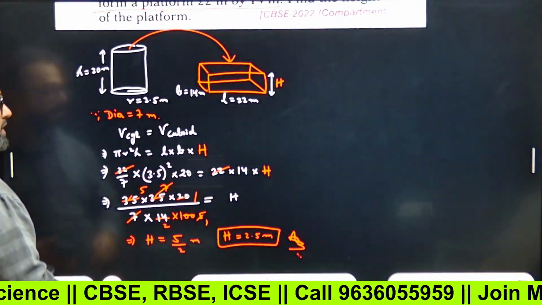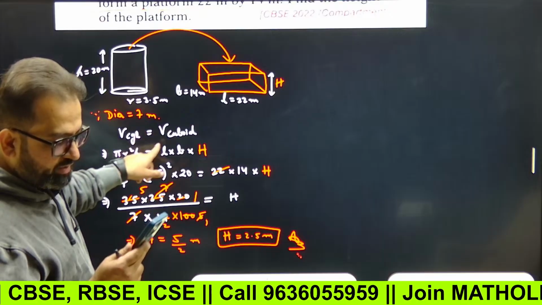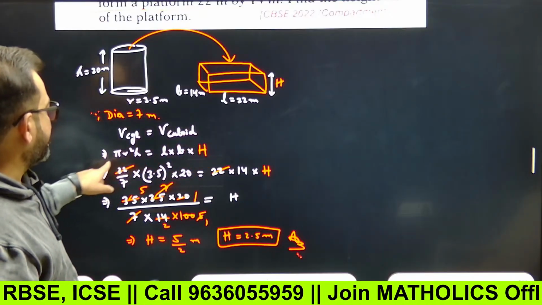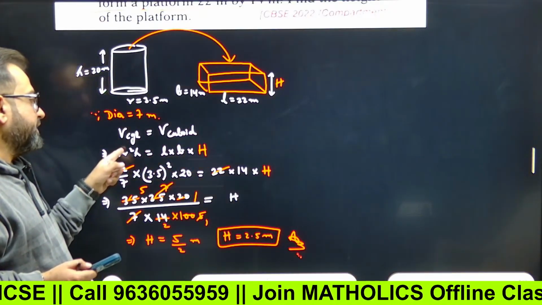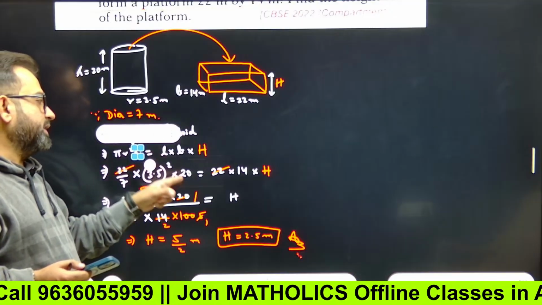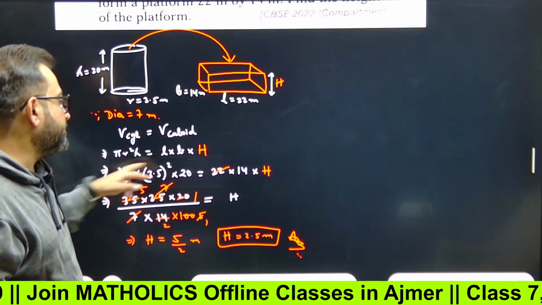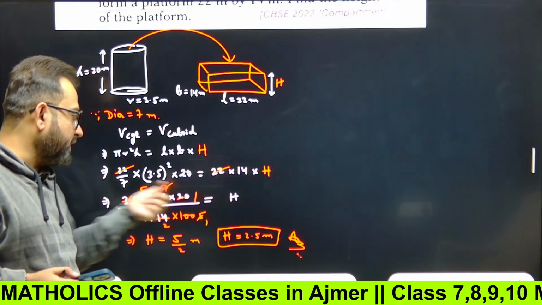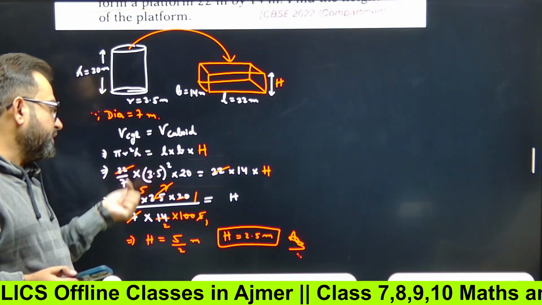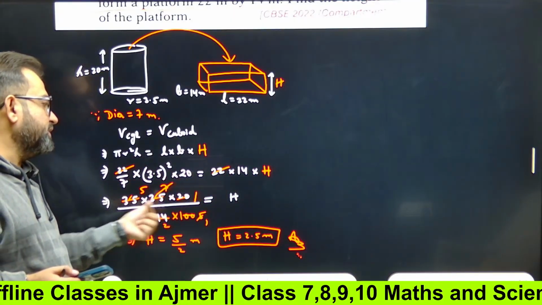Pi r square h equals L into B into h. Just put the values. Pi is 22 by 7, radius 3.5, height 20, and from LBH you will find h. Now h will be what? This 22 got cancelled. This 14 will come down towards this side. So 3.5 into 3.5 into 20 upon 7 into 14 into.